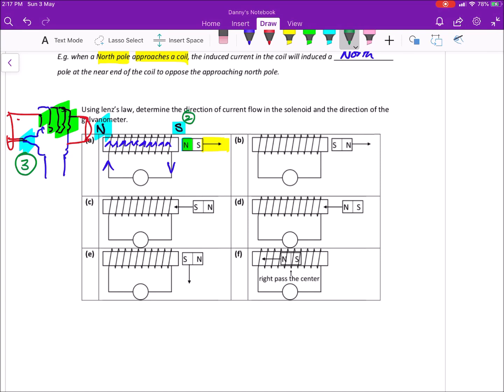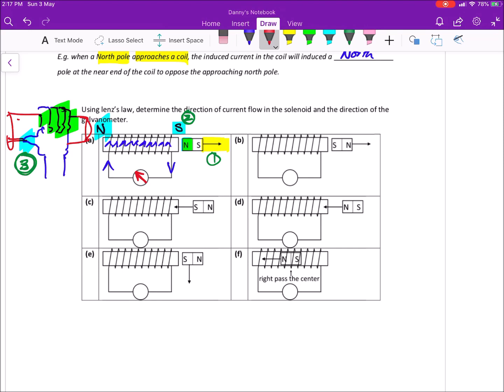So to determine the direction of induced current in a solenoid, first you look at the direction of the change. Then by Lenz's law, identify the induced magnetic pole, and then by the right hand grip rule, the direction of the current. So once you have that, don't forget to write down how your galvanometer will show.